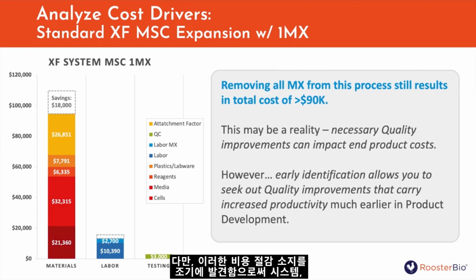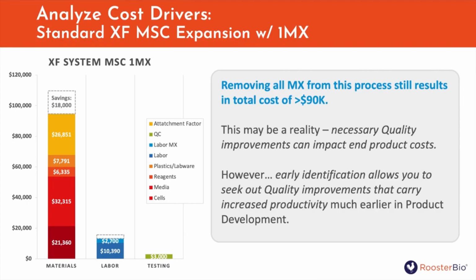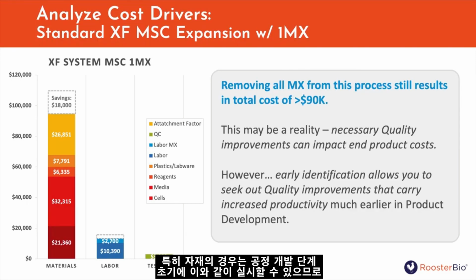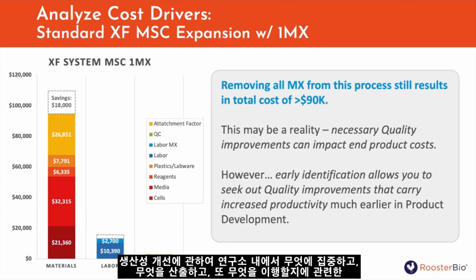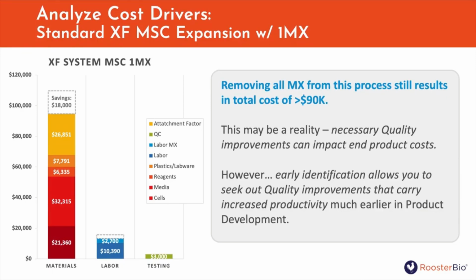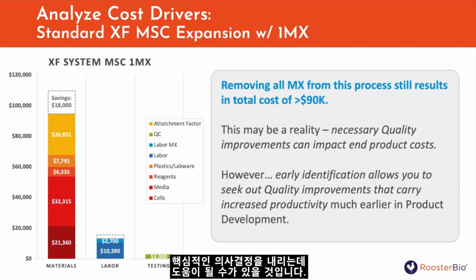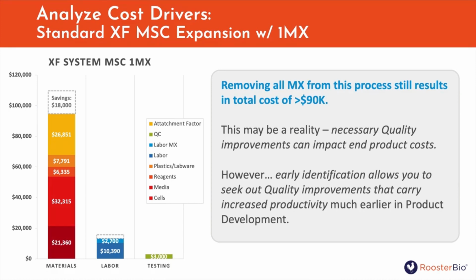However, early identification of this cost allows you to seek out systems, materials, and processes that potentially carry increased productivity, and it allows you to do it earlier in your process development, focusing your resources on this investigation, and ultimately enabling key decisions, such as where to focus and what to export and what needs to be done in-house, on what to seek and where to seek industrialized solutions for.